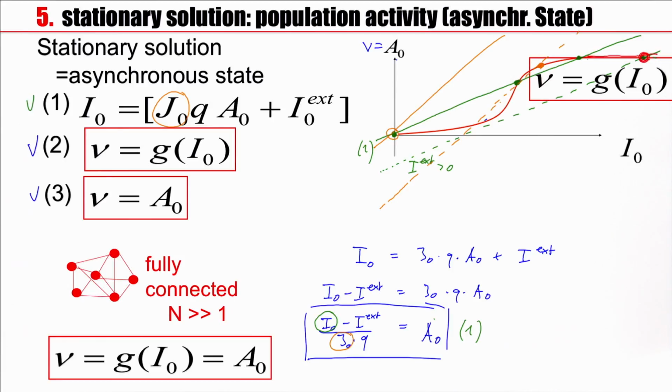the population activity, which means we can predict the population activity for the connectivity, the J0, and we can predict the stationary population activity if we know the connectivity J0 and if we know the single neuron properties that are completely summarized by this FI curve, g of I0.